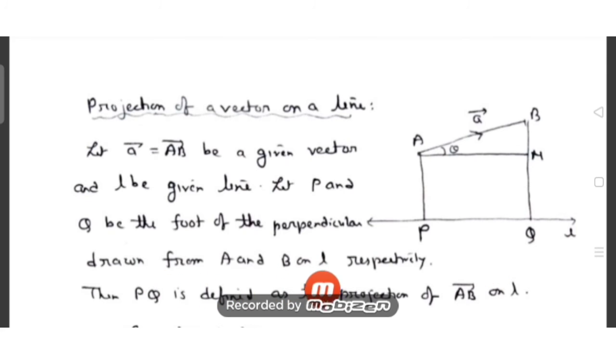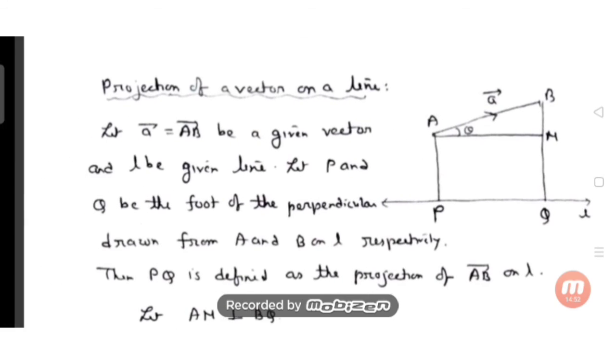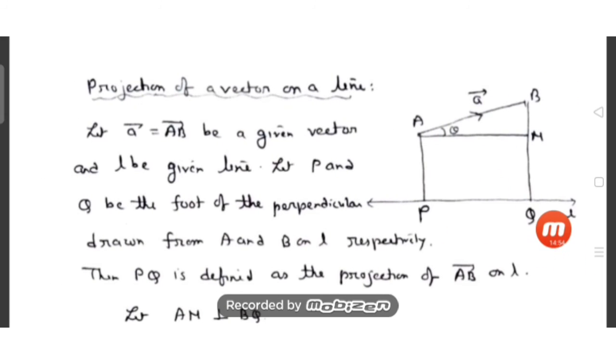Then PQ is defined as the projection of AB bar on L. Simply remember it: this is your projection of AB bar on L. Now, to get it, you have to find out the value of PQ.